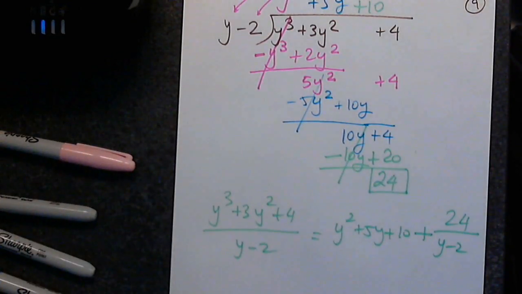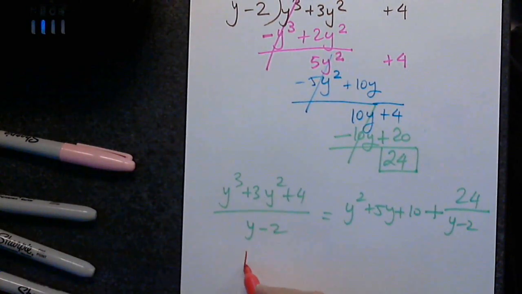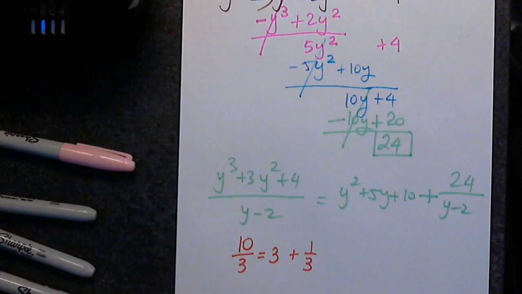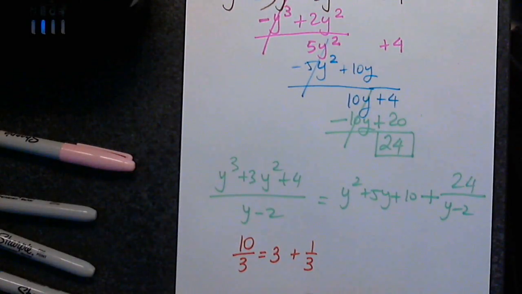Here's a question. I have doubts about my work. How do I check my work? Let me just show you a simple example. 10 divided by 3, would you agree, is 3 plus 1/3? No. 3 times 3 plus 1 is 10, because this is 9 over 3, which is 3, plus 1 over 3 is 10 over 3.